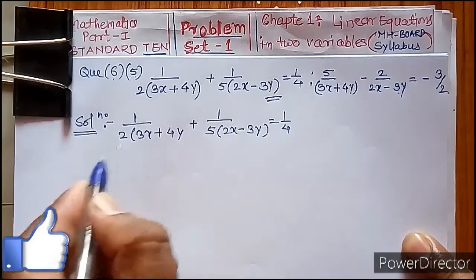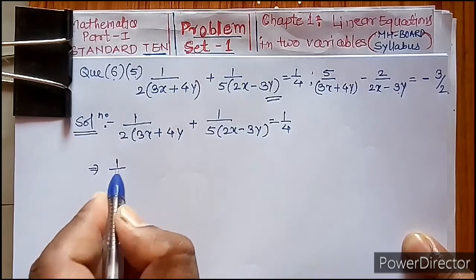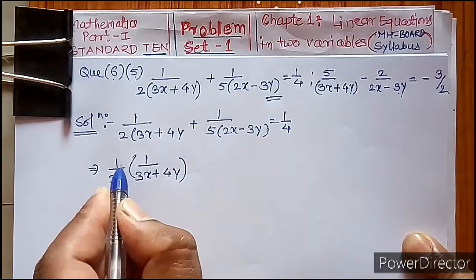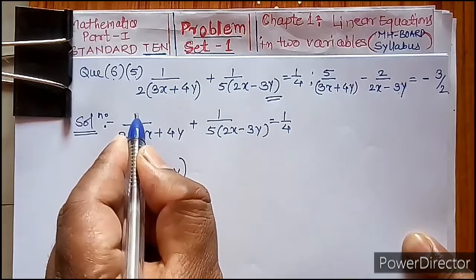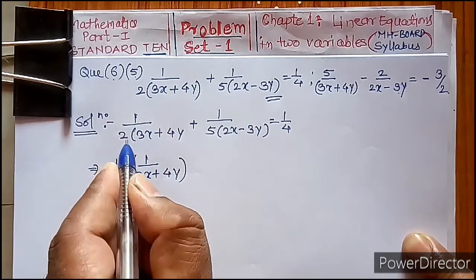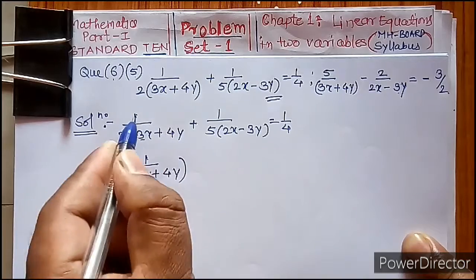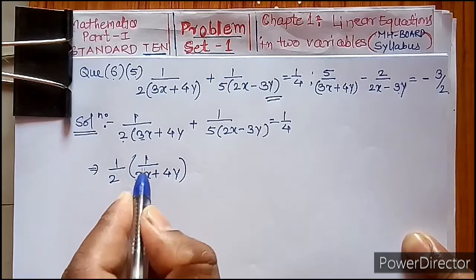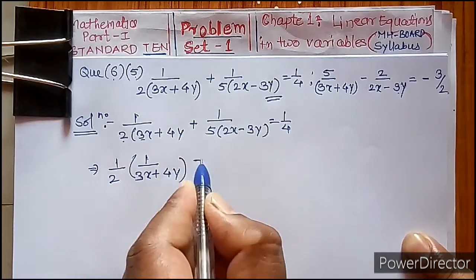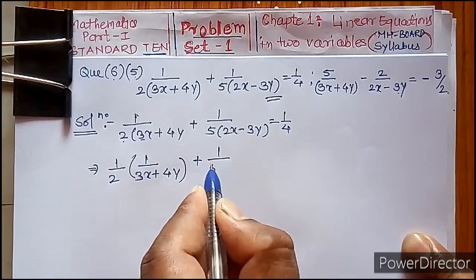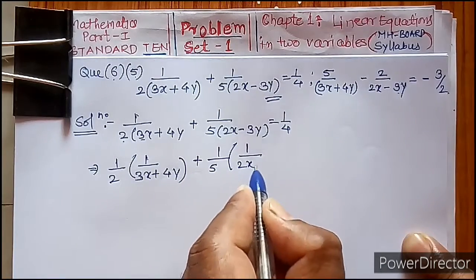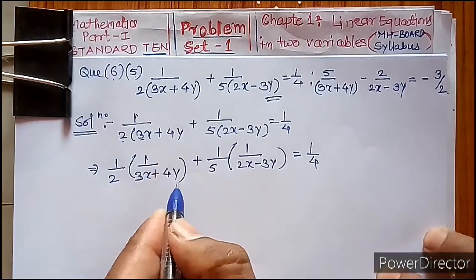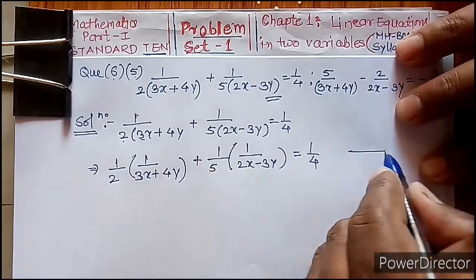Now this equation can be written as 1 by 2 into 1 by 3x plus 4y. This 1 will be multiplied with 1, it will be 1, and 2 into this denominator, that is 2 into 3x plus 4y. So 1 by 2 into 3x plus 4y can be written as 1 by 2 into 1 by 3x plus 4y. Plus, similarly this can be written as 1 by 5 into 1 by 2x minus 3y equals 1 by 4. This equation and this equation are the same. Give it equation number 1.